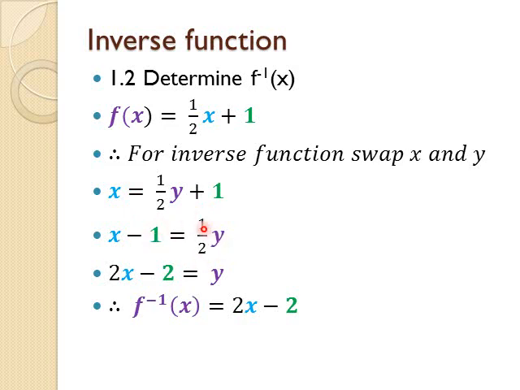Left with half y. To get rid of the half, we always multiply the denominator away, so that becomes 2 times x and 2 times -1, which gives me -2. So y equals 2x minus 2. So therefore the equation of my inverse, f^-1(x) equals 2x minus 2. Right, so that's the equation of my inverse.